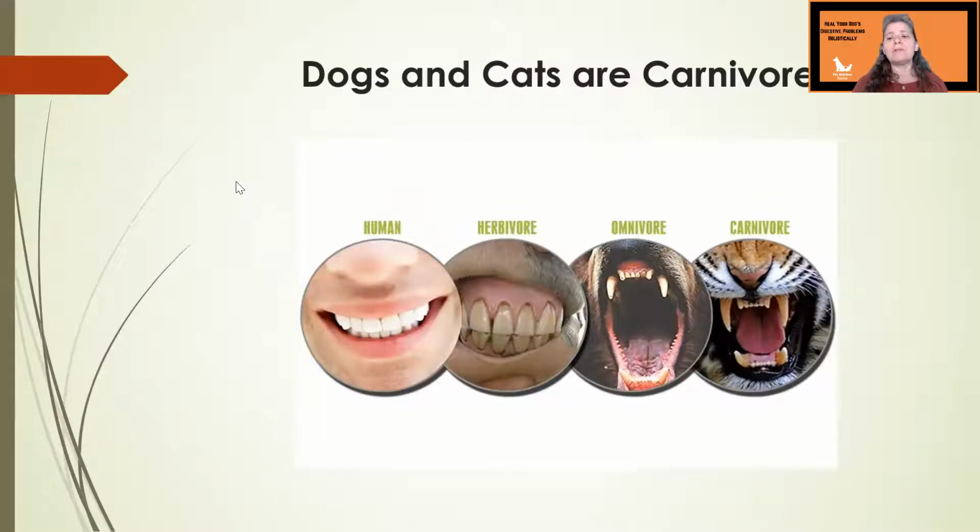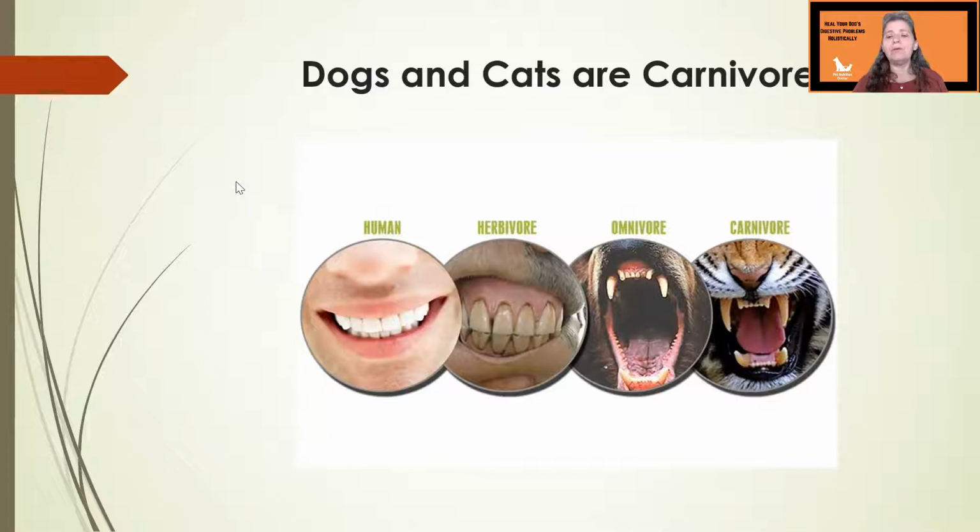Now, the mouth gives us the best insight into what type of food an animal should be eating. The carnivore on the right has very long, sharp canines and short incisors, perfectly designed to kill prey and then tear off large chunks of meat. The molars that you can't see are also sharp for tearing meat from bone.